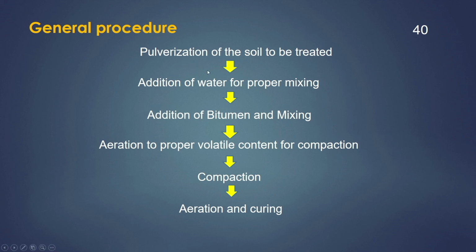First, the soil will be pulverized by excavating the soil and crushing the large particles. Then we need to add water to the soil for proper mixing. Once the mixing is done, we add bitumen to the soil and the mixing is carried out. Then we do the aeration to reach the proper volatile content for compaction. Then we compact the soil. Once the compaction is completed, aeration and curing will be performed. So, these are the different steps which we need to follow for soil stabilization using bitumen and tar.